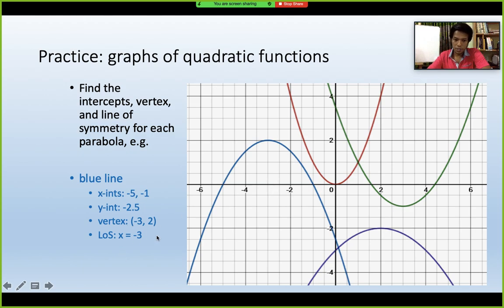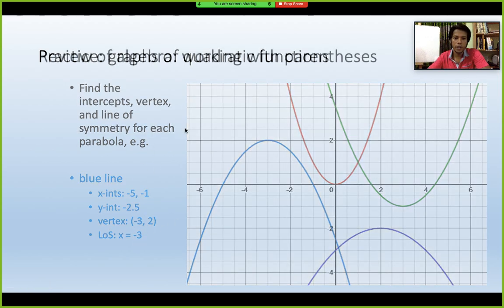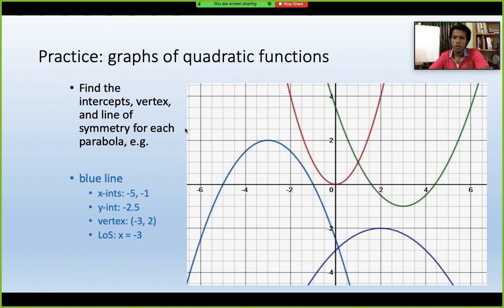And the line of symmetry is x equals -3, because as you can see, the vertex x value gives us the line of symmetry. So for the blue line we have the answer like this, and you can check the other answers similarly. If you have questions, we can discuss it in the class also. Okay, give it a try.